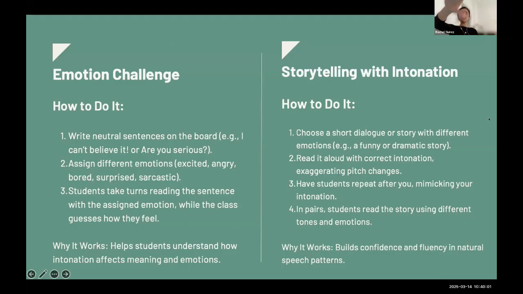Any questions about these two games that we could implement? You can ask in the chat. Any questions about this? When I was learning Spanish, I felt I never really learned Spanish until I could express my emotions through it. Oh, you speak Spanish? Yes. Where did you learn?